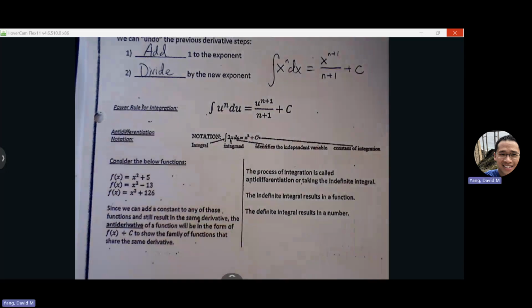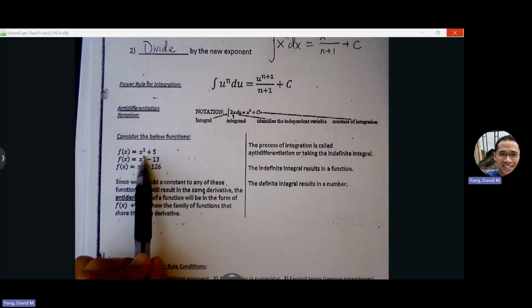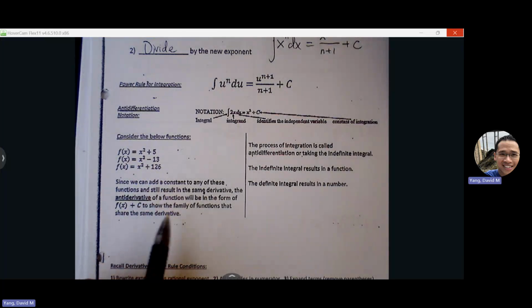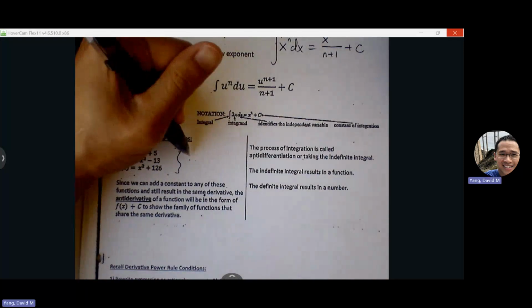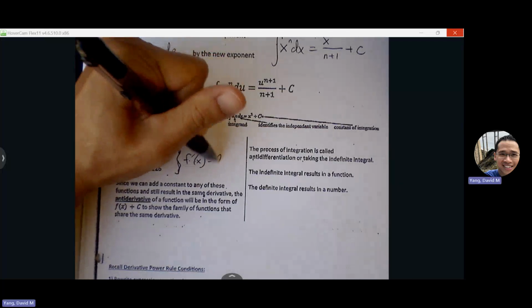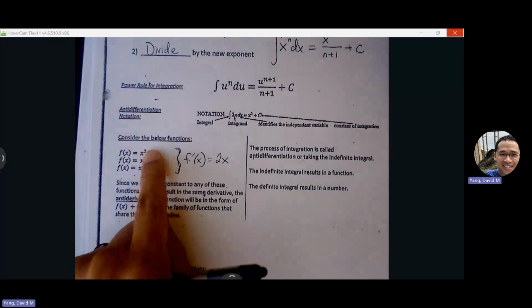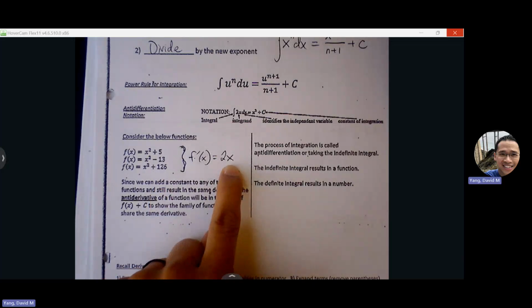So let's consider the following functions here. I have x squared plus 5. I have x squared minus 13. I have x squared plus 126. So if I were to ask you, what is the derivative of all these functions here? 2x. So we have all these functions that share the same derivative.